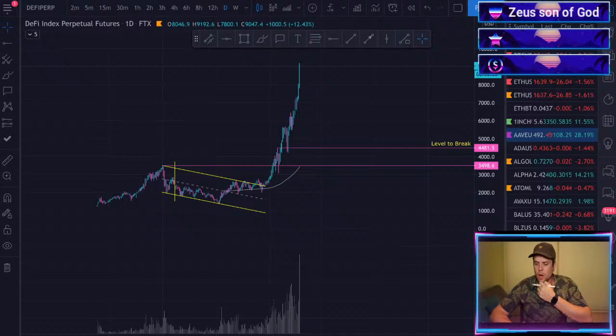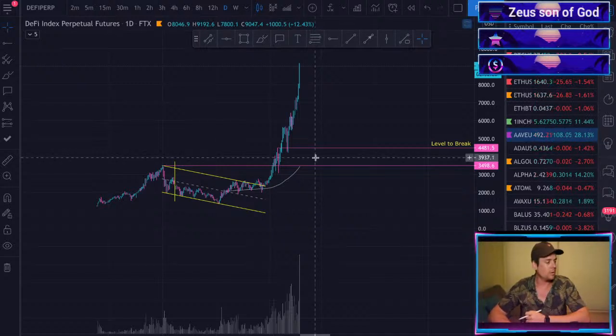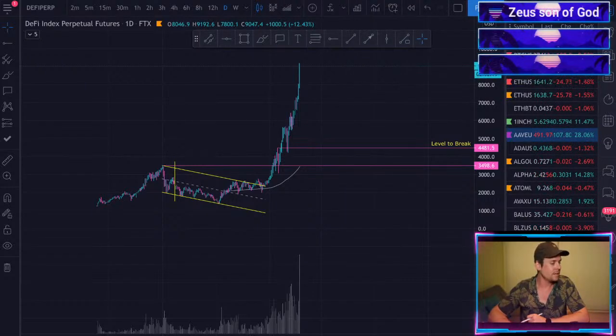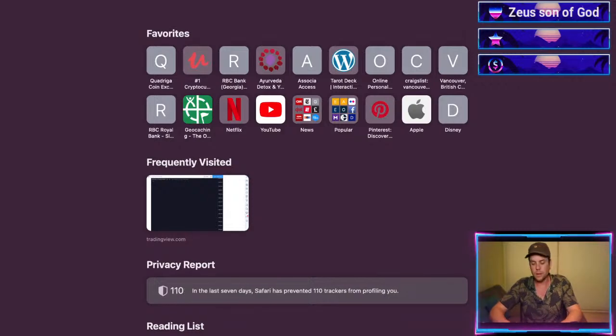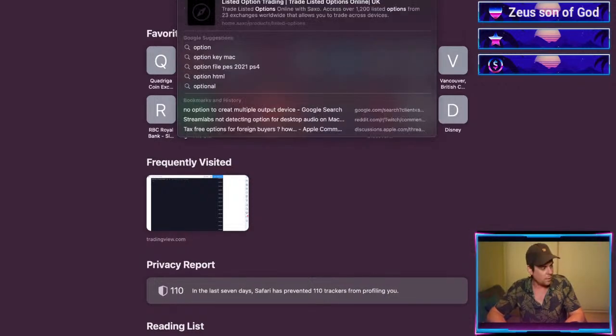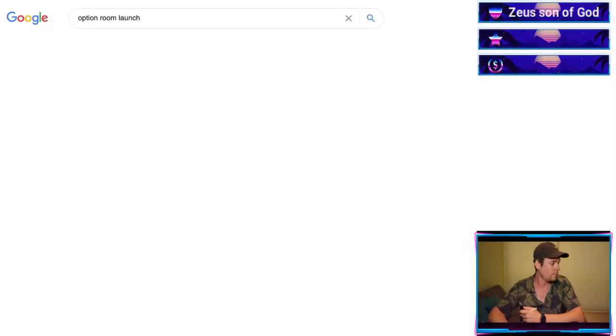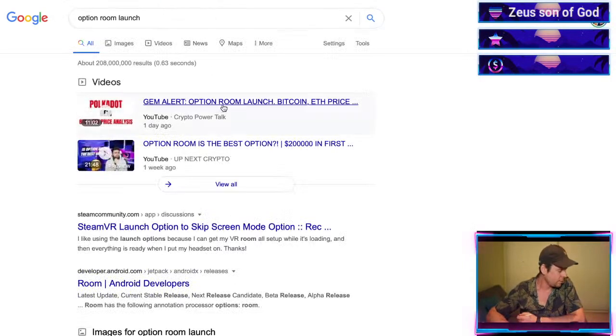Okay, so Option Room launch tomorrow. I don't know anything about this. I'm always kind of late to the party, and I'm okay with that because there's 6,000 coins. You want to see things kind of work themselves out. Option Room launch. Jam alert, Option Room launch. Do we have a ticker? Can somebody leave the ticker for that?